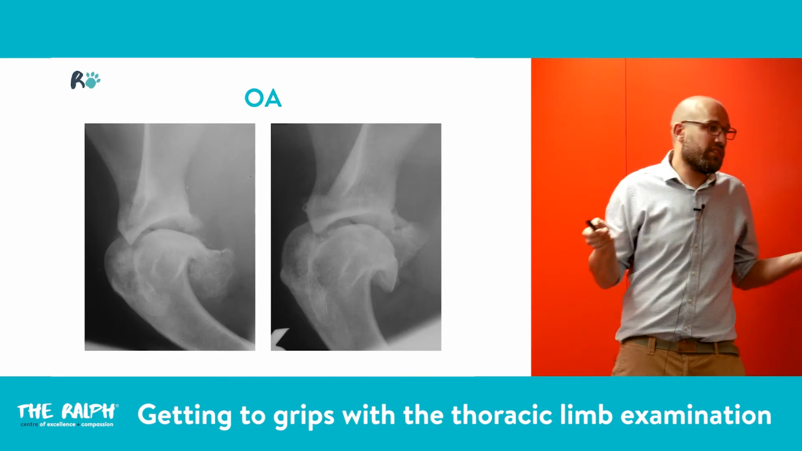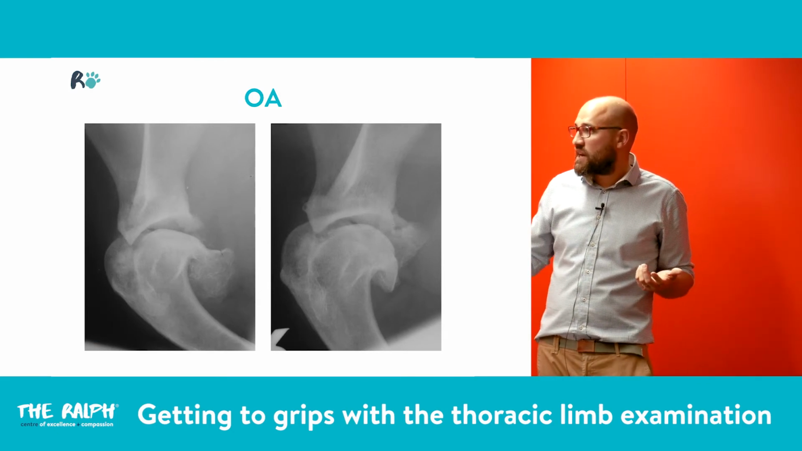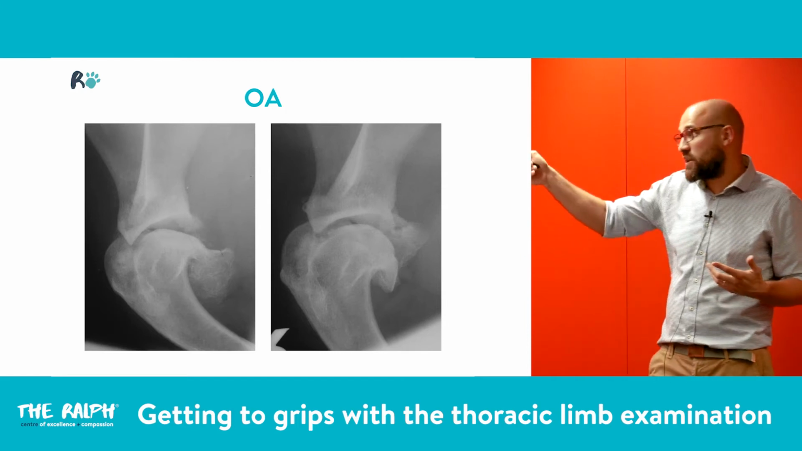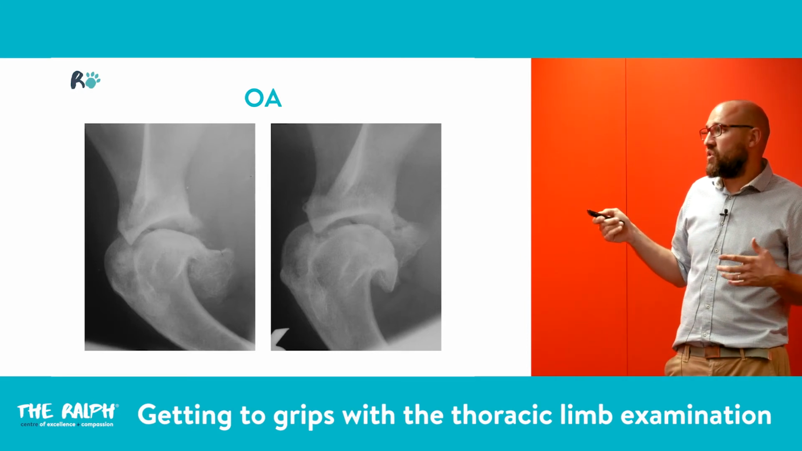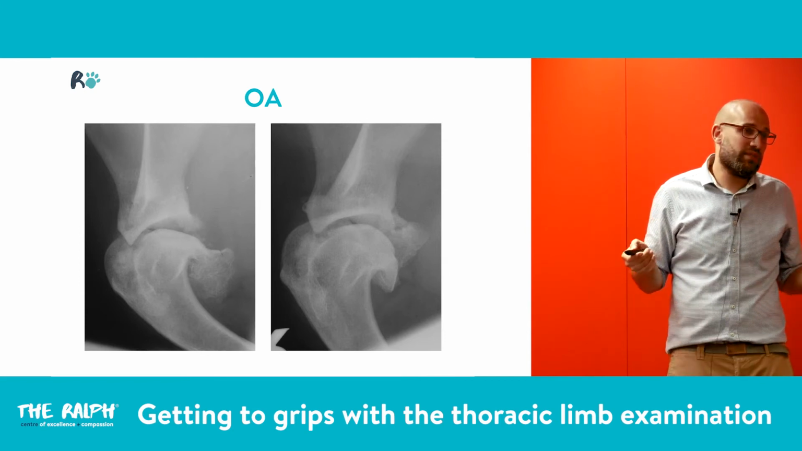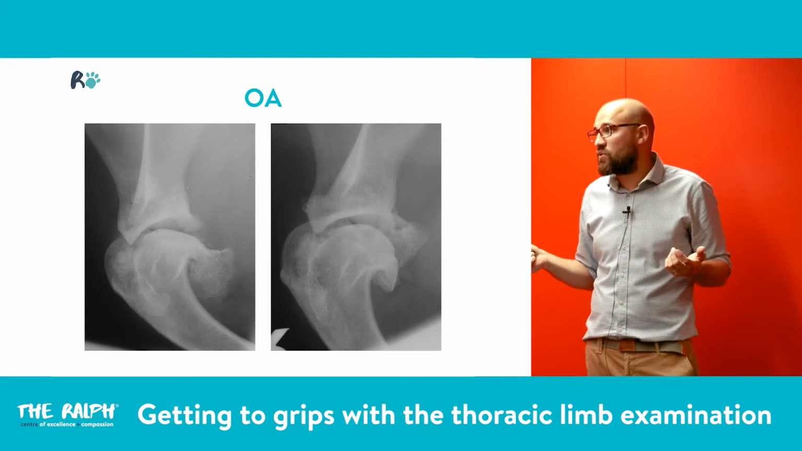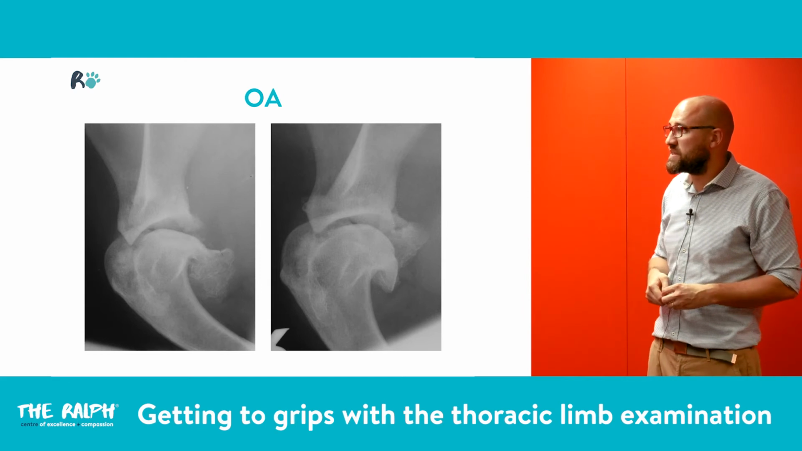Osteoarthritis, that's one of the other things that you can see. These two are particularly bad cases. In a case like this, probably the only solution would be arthrodesis, or in some cases you could do a shoulder replacement.